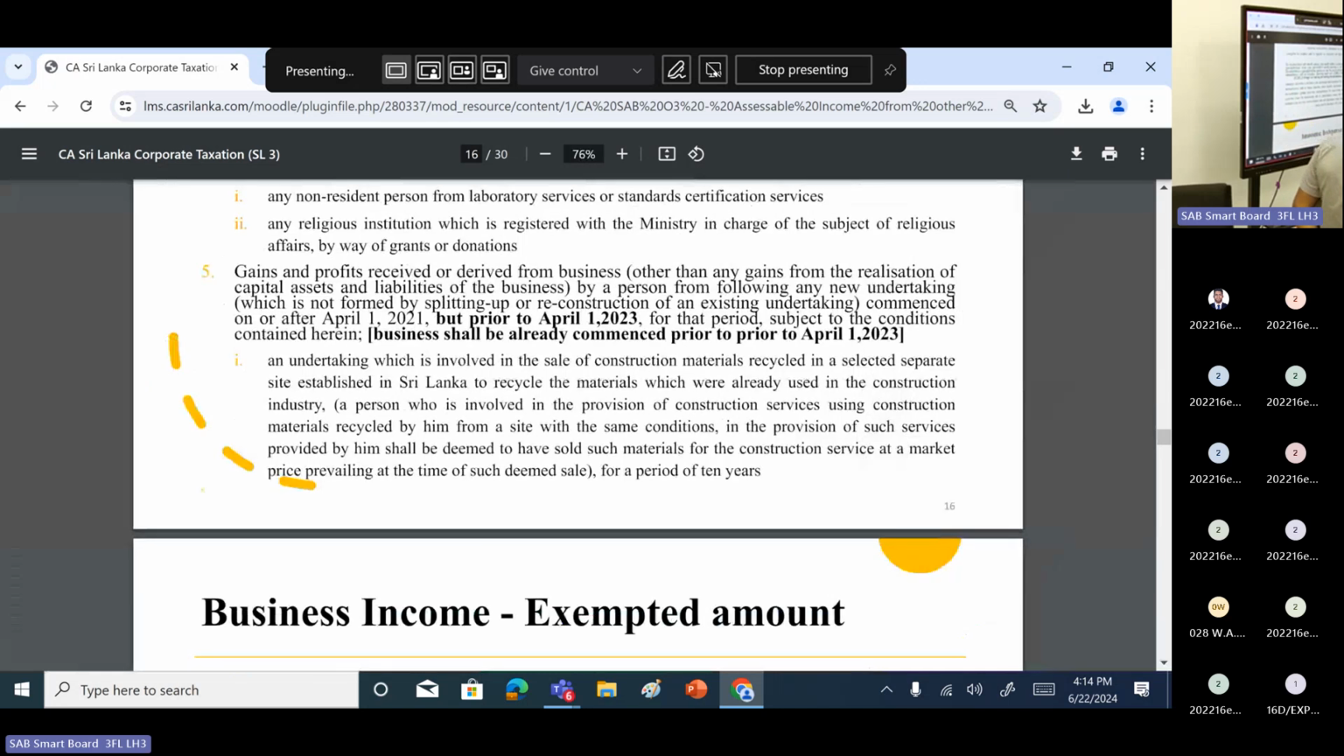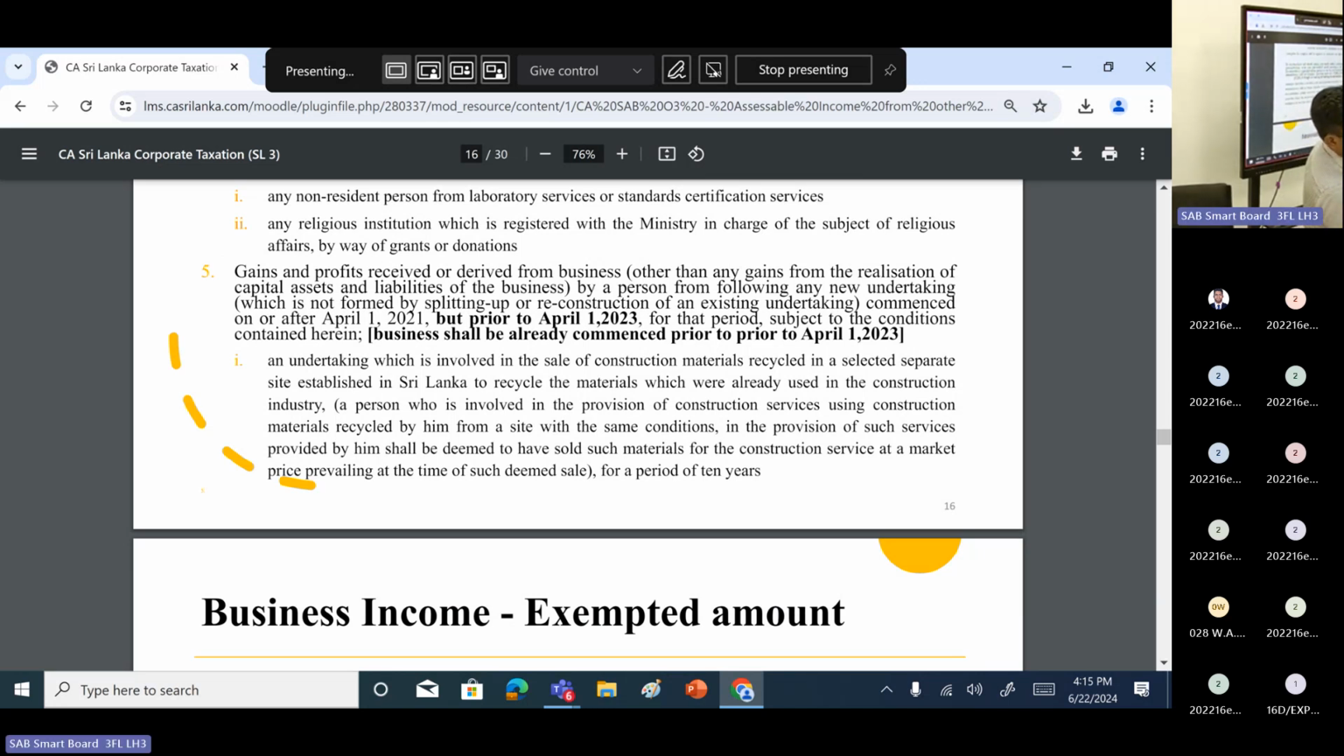An undertaking which is involving the sale of construction material recycled in a selected separate site established in Sri Lanka, to recycle the materials which were already used in the construction industry. So they have set up a business at that time, they have given a 10-year tax exemption. Actually, very recently they have closed it, because they want to remove all the exemptions.